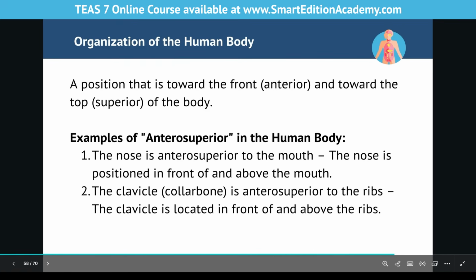This refers to a position that is towards the front, anterior, and toward the top, superior. So an example of this would be the nose. The nose is positioned in front of and also above the mouth.